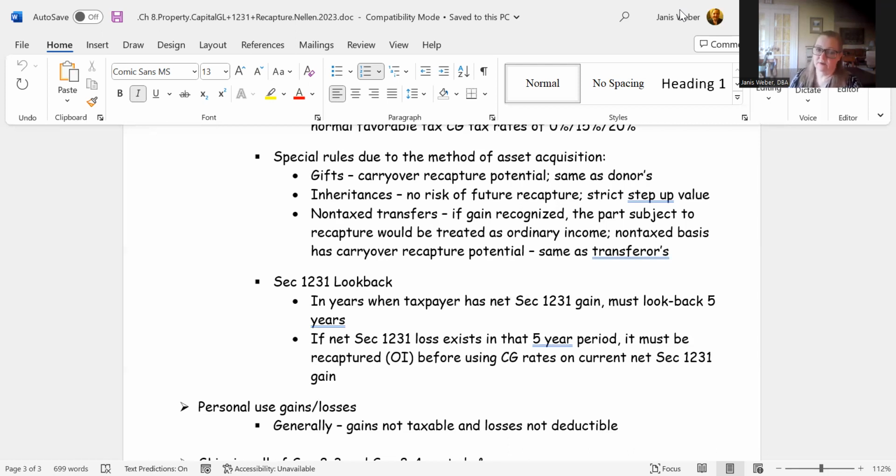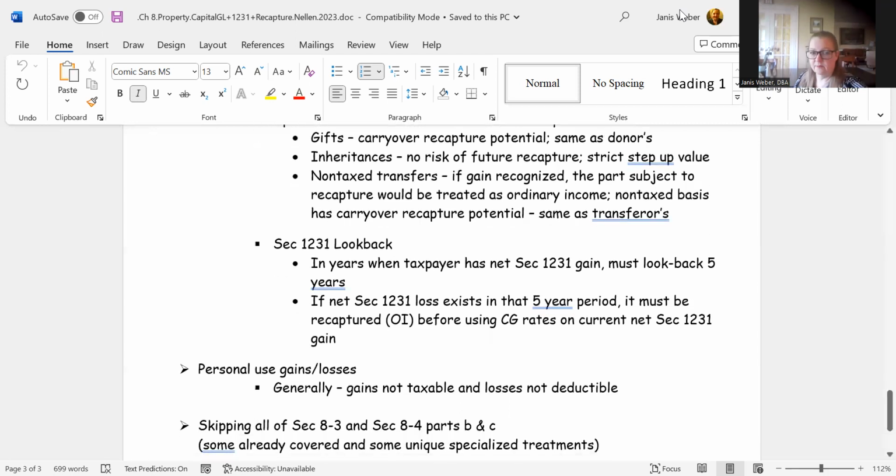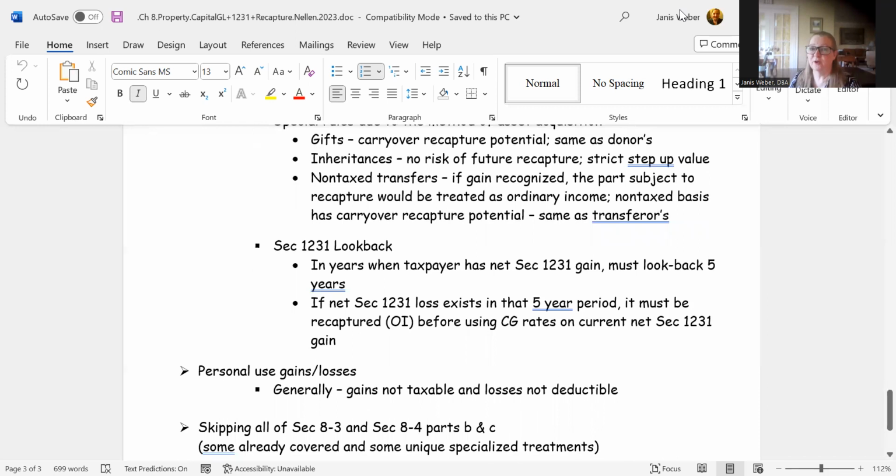Okay, and then there's one last trouble, I think. Maybe I've got them all. I think that's the last one, 1231 lookback. If you get the benefit of 1231 gain taxation and treatment as a capital gain, then you have to be cognizant of this potential bite. If you have a gain, you have to look back. If you get treated as capital gain under 1231, you have to look back for 5 years. And if within that 5-year period there's a net 1231 loss that was deducted, you must recapture as ordinary income any 1231 loss back through the 5-year period before you can treat it as capital gain.